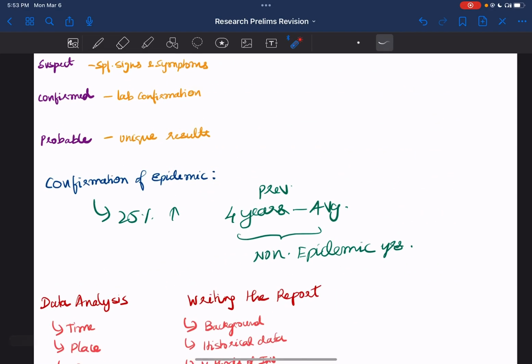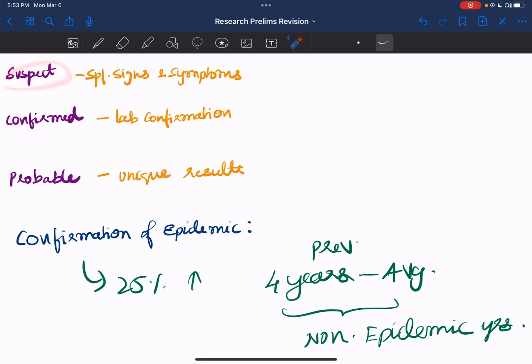Okay, we're almost there. Few more terms. What is suspect? Suspect is the patient with specific signs and symptoms related to the disease. Now, when can you call a suspect as confirmed? Confirmed is when the laboratory results confirm the specific signs and symptoms. Now, when can you call a person probable to have the disease? It is when the disease has a unique result in a particular period of time.